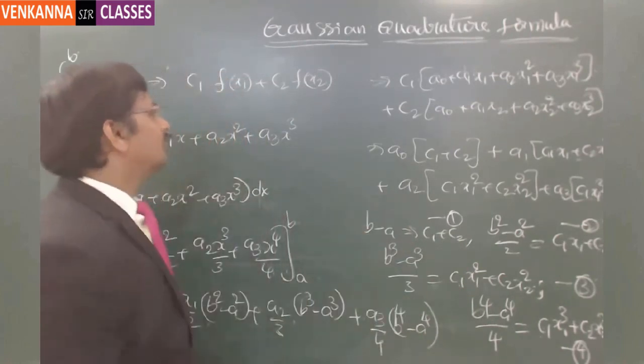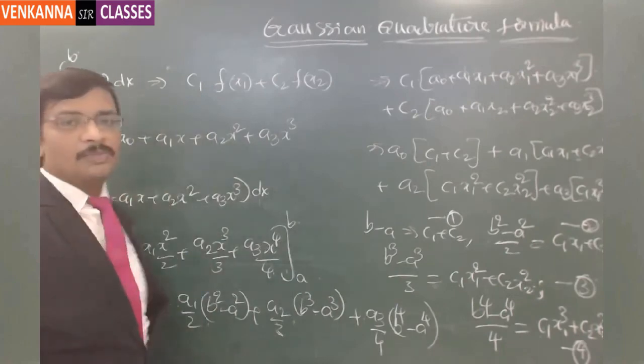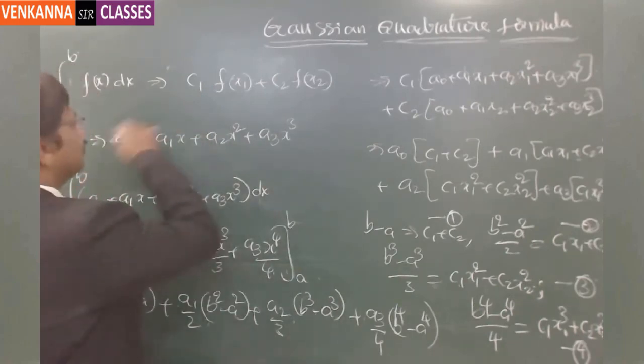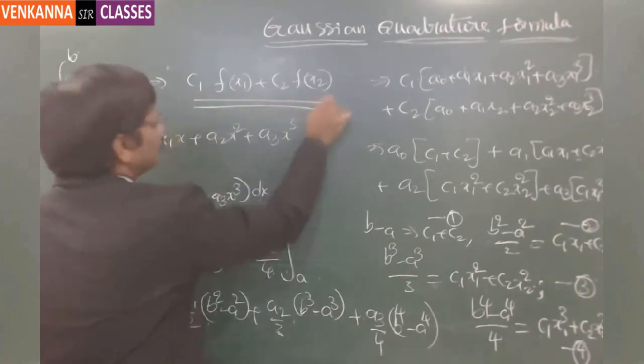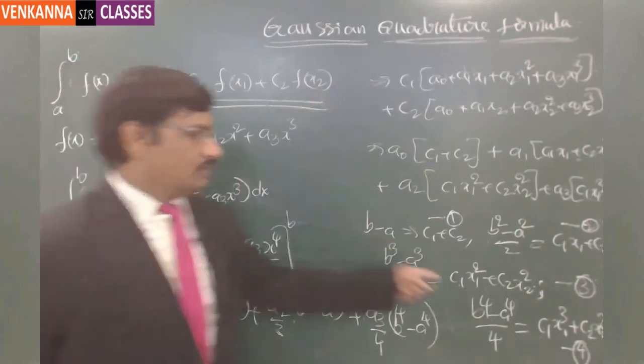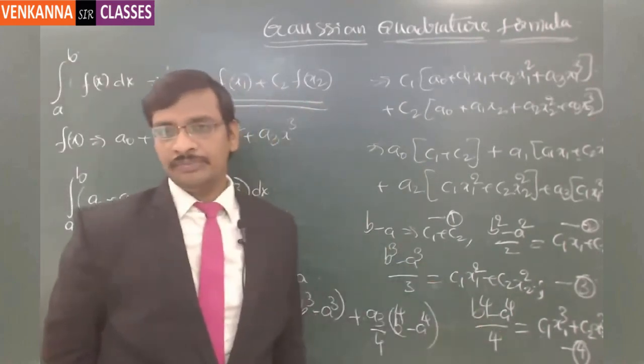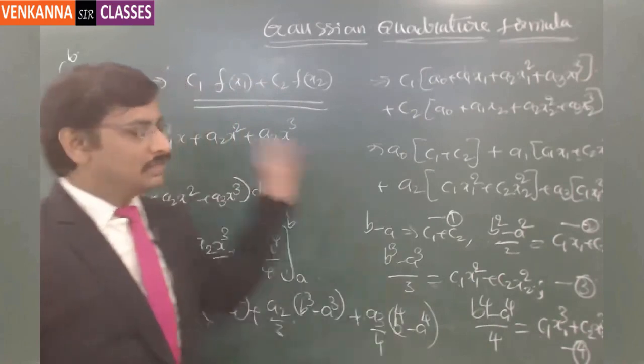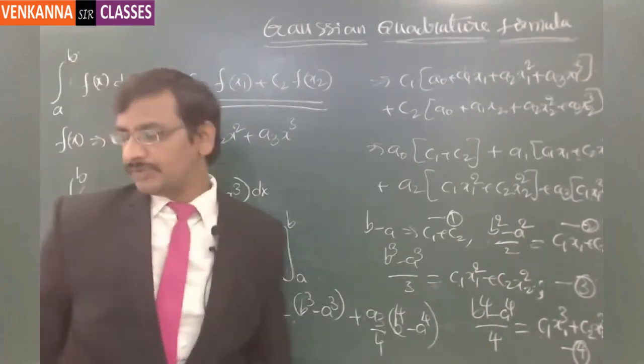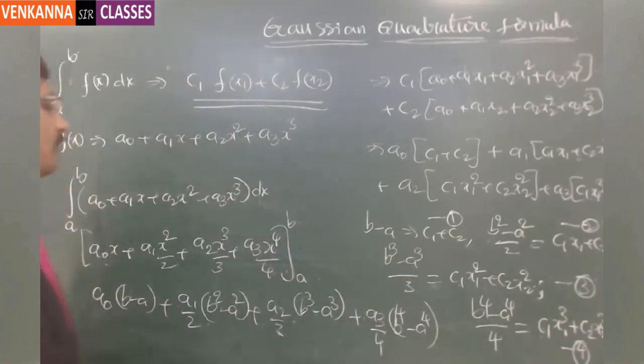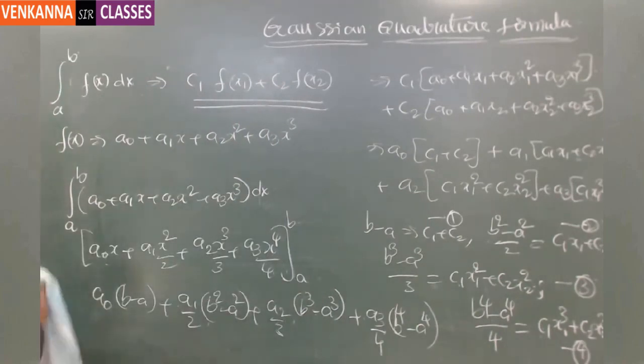So once we have the values, if you want to find the integral value of a third order polynomial between the limits a and b, you can straight away make use of this equation with the unknown values we have calculated here. Got it? So this is the 2-point Gaussian quadrature. I'll just write the formulas, but solving these equations is actually very tough.